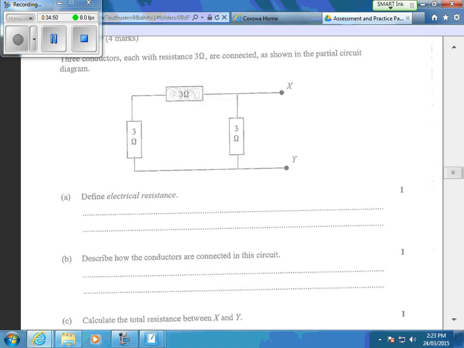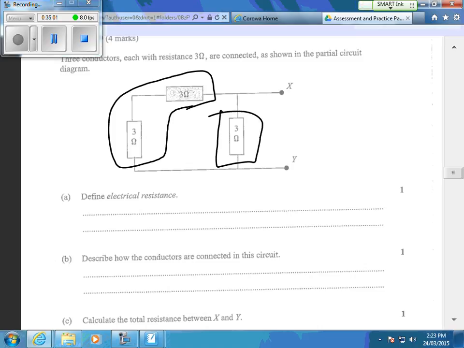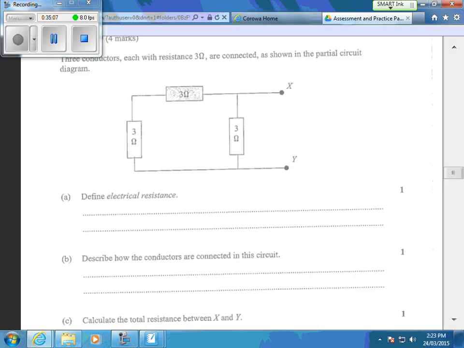So, the question is which ones are in series and which ones are in parallel? Those ones make one resistor, that makes the other one. So these two resistors act as one. It's effectively a 6 ohm resistor on that arm, yeah.